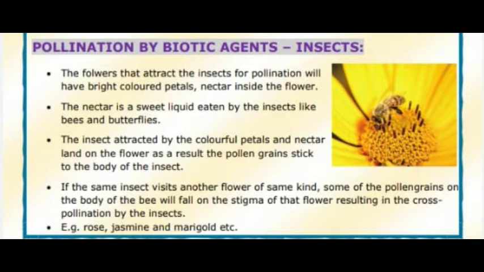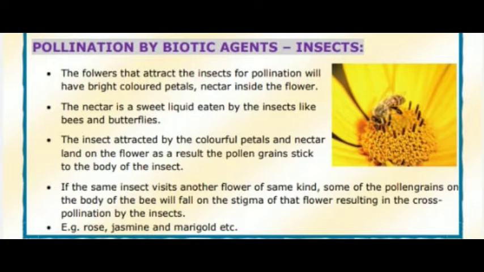Now, first we will see pollination by biotic agents. In that, the first one, insects. The flowers that attract the insects for pollination will have bright colored petals and also nectar inside the flower. This nectar attracts the insects. The nectar is a sweet liquid eaten by the insect like bees and butterflies.